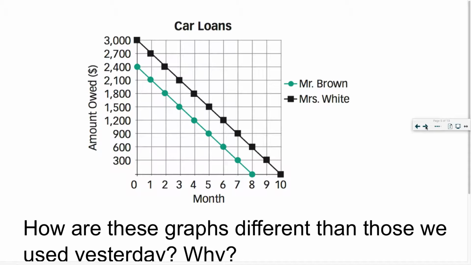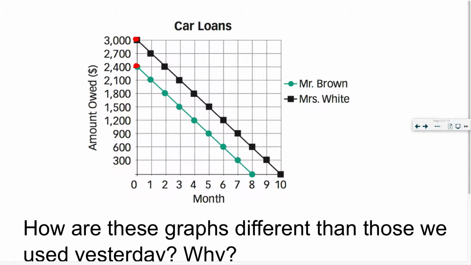$3,000, and Mr. Brown's is what? 2,000. Good. Okay, so one thing we do know, Mrs. White pays more money overall. Because her car was more expensive. How much more money does she pay in total? Six. Good. Her total difference is 600. What else do you see on the graph? So you've compared their initial values. Perfect. What else do we see?